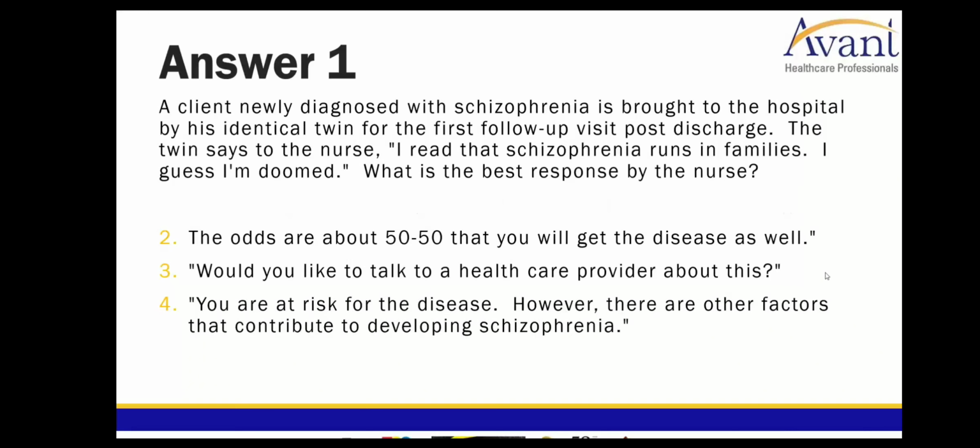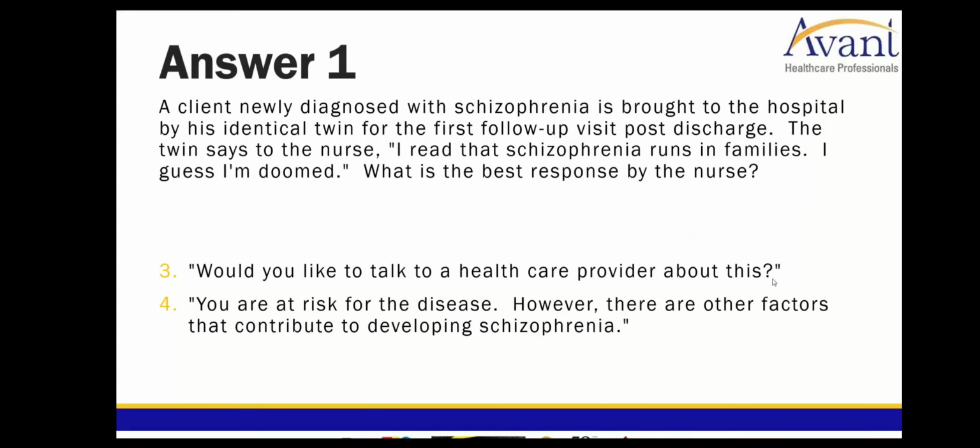We can get rid of number 1, guys. It's dismissive of our family members' feelings, okay? And it doesn't really answer their question. We can get rid of number 2 as well. Remember, we want our patient teaching to be accurate. Telling someone this 50-50 that you get this is not incredibly accurate, as it doesn't take into account all the other information about schizophrenia, okay?